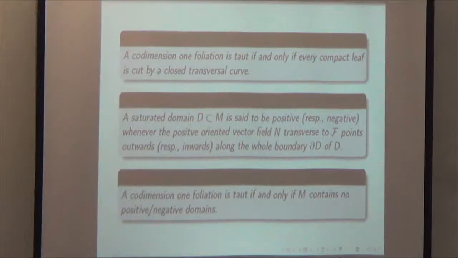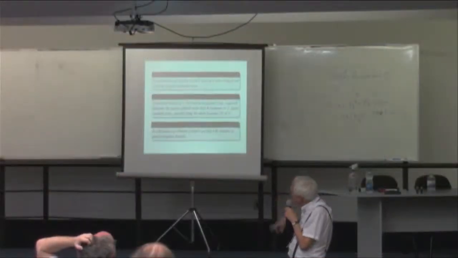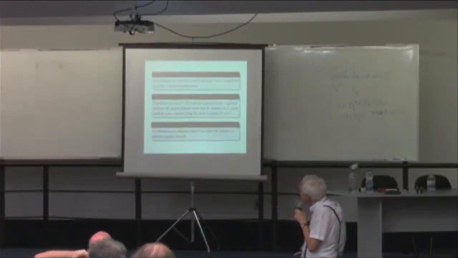When we restrict to codimension 1, it's quite easy, or, well, it's not easy. It's again the Sullivan description of tautness. A codimension 1 foliation is taut if and only if every compact leaf is cut by a closed transversal curve. This is, in fact, equivalent to saying that every leaf intersects a closed transversal.